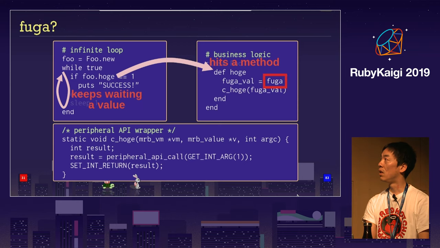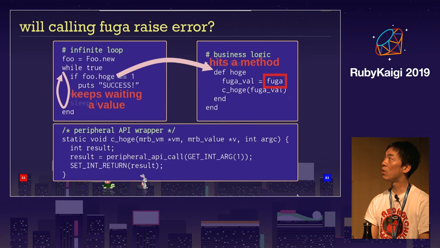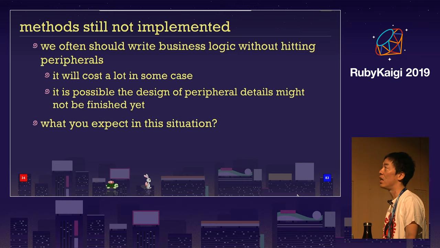But what is FUA? Will calling FUA raise an error? What do you think? Yes, of course. I'm talking about methods still not implemented. We often should write business logic without hitting peripherals because it will cost a lot in some cases. It is possible the design of peripheral details might not be finished yet also.